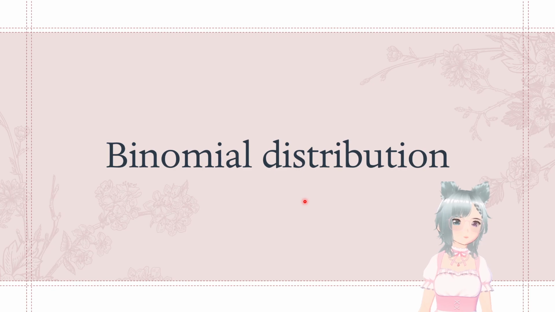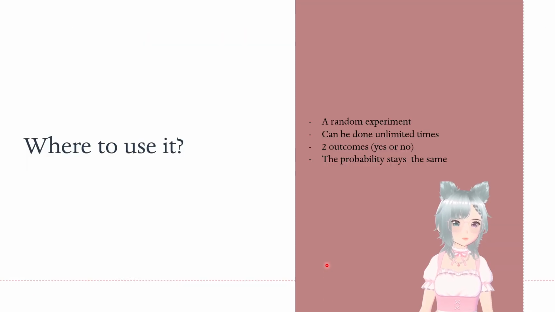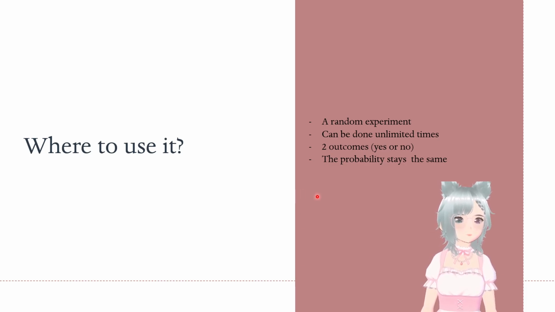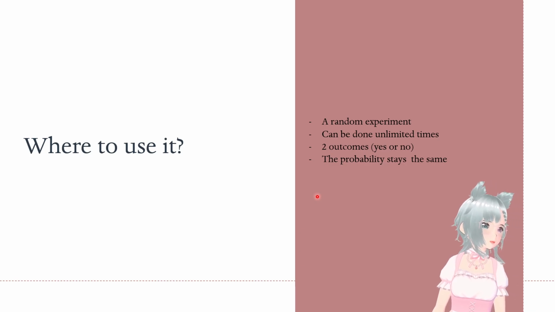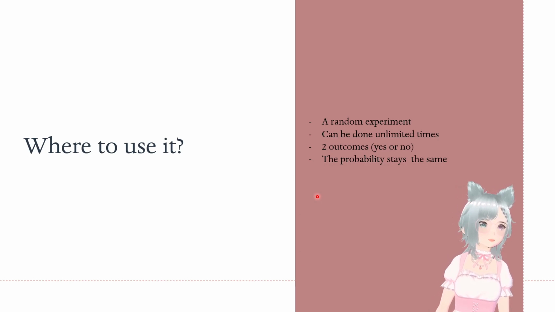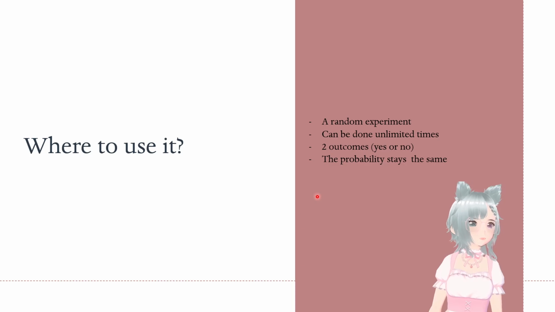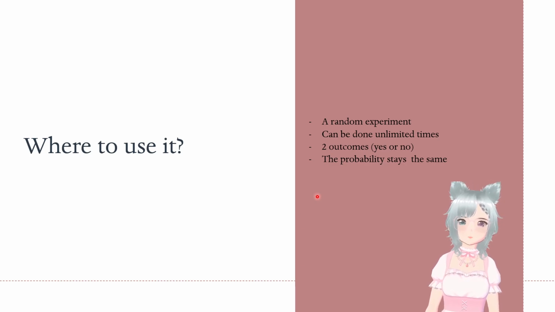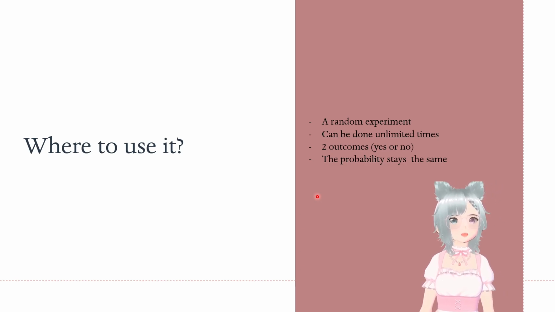First of all, what is it and where do we use it? We use it for random experiments that can be done unlimited times, that have 2 outcomes, and where the probability stays the same. Okay, what does that mean? Can be done unlimited times just means you can repeat the process as often as you'd like. So for example, rolling a die. You can roll a die for as long as you like. You can always re-roll it. There's nothing to stop you.